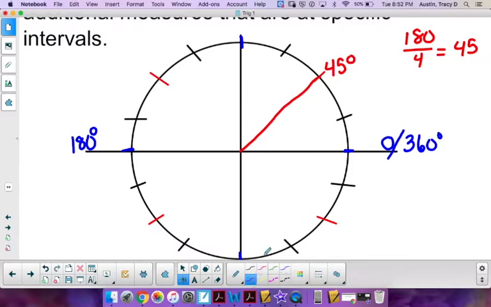All right, what if I talk about these ones on the outside? Okay, so let's get rid of this one real quick. All right, so if I talk about these on the outside, these are a little bit different.